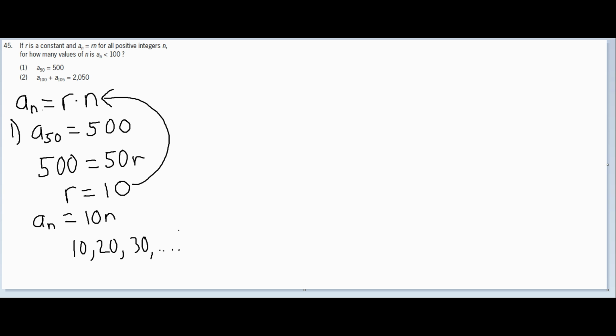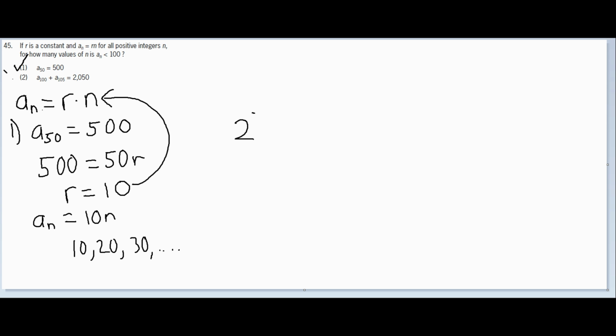And the question we're looking for is how many values of n is a sub n less than 100. Now this is a good example of tactic number 4, where we don't want to solve all the way. Only solve as far as you need to see if the statement will work or not, if it's sufficient or not. So we could definitely finish the sequence out and count how many values of the sequence will be less than 100, but we don't really have to. It's enough to see that it's possible. So we'll stop right there to save time. We'll put a check mark next to number 1 to indicate that that is, in fact, enough.